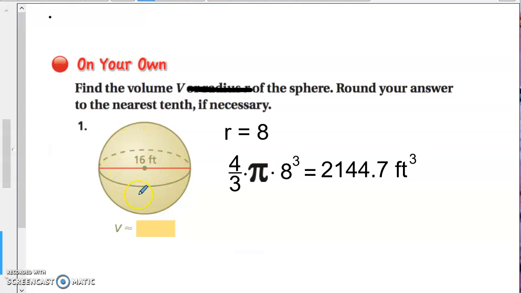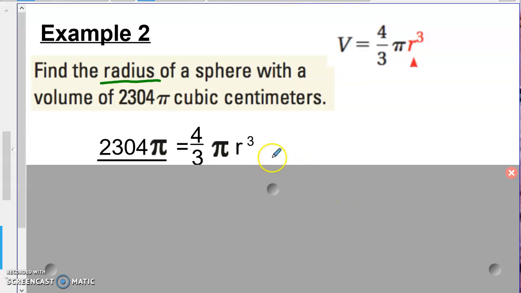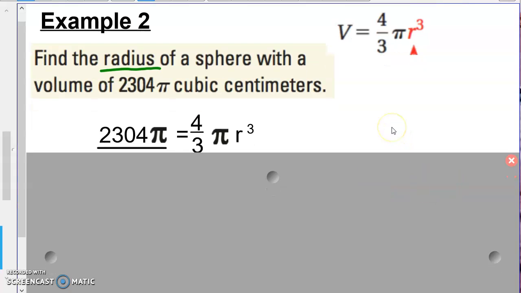Or if you think about it, it would be the amount of air that would take to fill up that sphere. All right, next example is a little bit trickier. Now it says, find the radius of a sphere with a volume of 2,304 pi cubic centimeters. Well, if we go back to the formula that we use, now they're giving me the volume and they want me to figure out what the radius is. So I'm going to have to work a little bit backwards for this one.